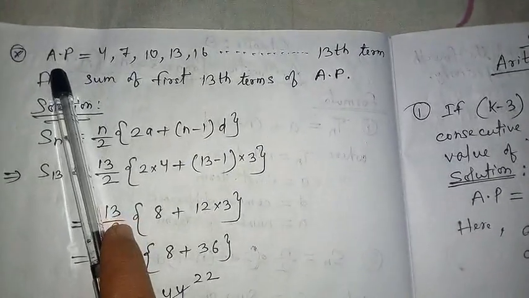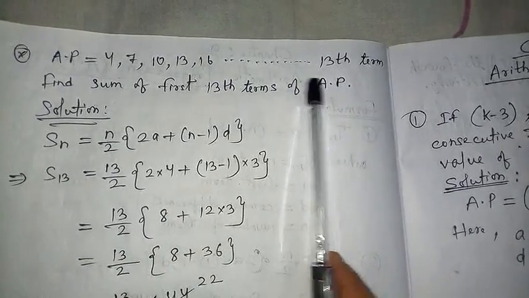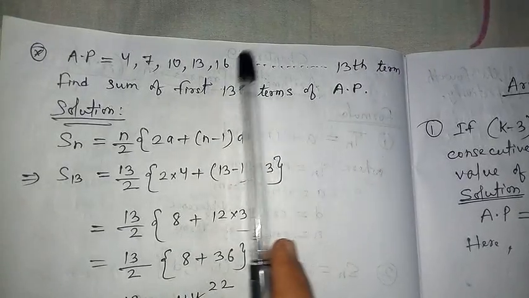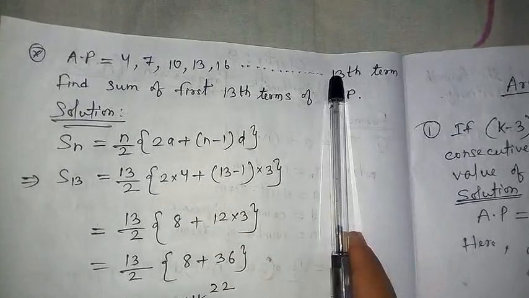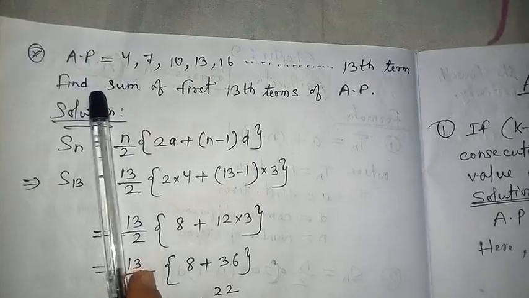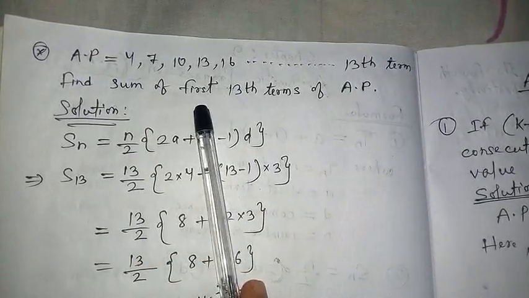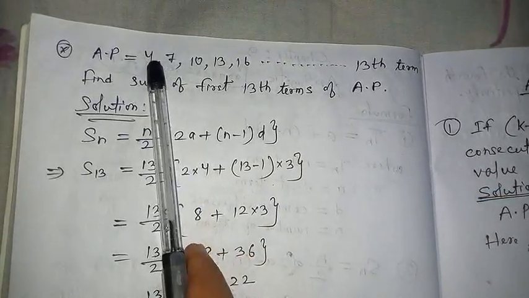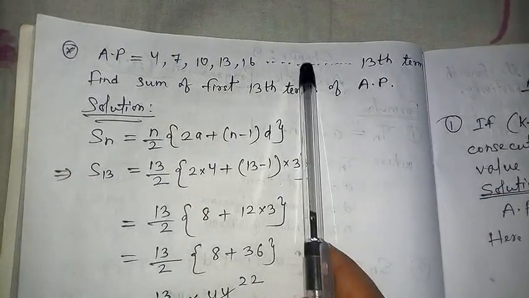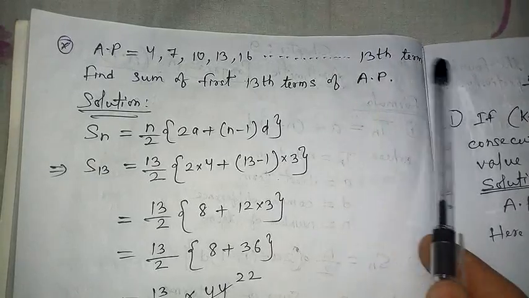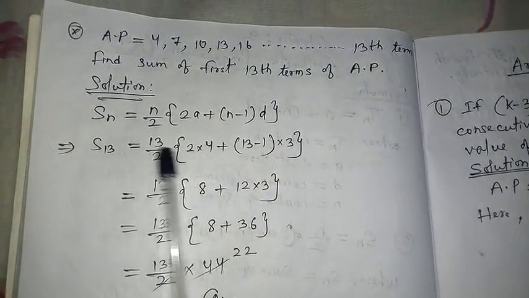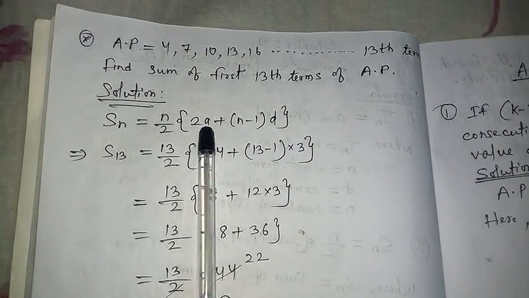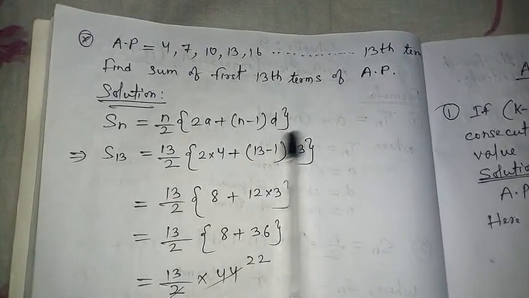Again, the AP I have given is the same because it will help you to understand. Suppose the AP is the same, 4, 7, 10, 13, 16, up to 13 terms. I did not write 40, I wrote 13 terms. Now find the sum of the first 13 terms of the AP. Till the 13th term, what will be the sum if you add 4 plus 7 plus 10 plus 13 plus 16 plus the next numbers up to the 13th term? Then the answer will be with the same formula, Sn equal to n by 2, the second formula which I explained, 2a plus (n minus 1) into d.